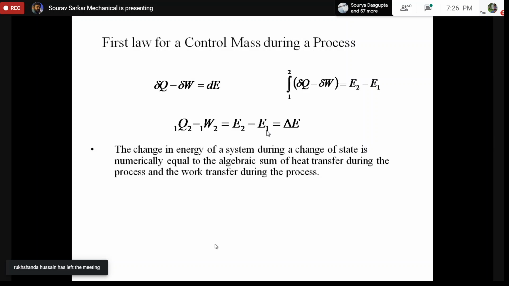You got my point? Now I have one tricky question. Whenever I started this derivation, I told you that cyclic integral of heat equal to cyclic integral of work, or summation of heat equal to summation of work. Now I am saying that heat equals change of internal energy plus work. Are these two statements contradicting?